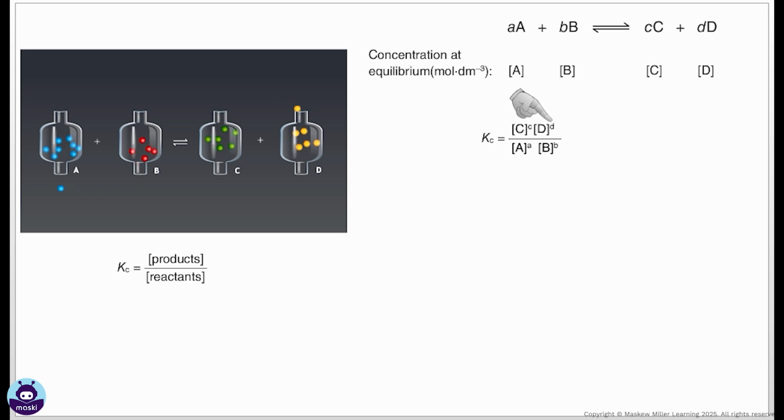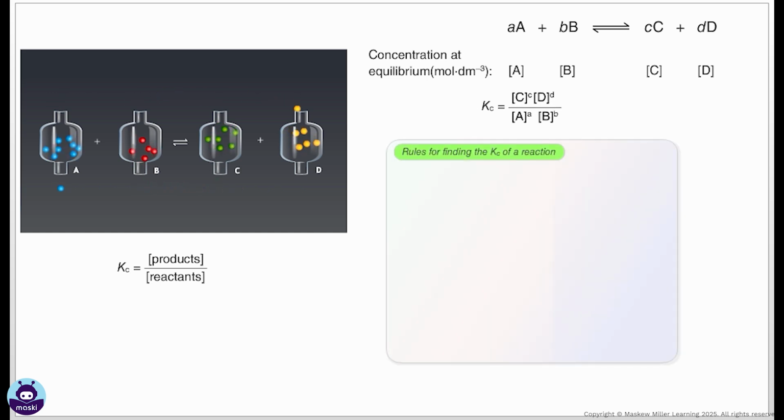It is important to note that the exponents in the equation for Kc are the stoichiometric coefficients for the balanced chemical reaction. The equilibrium constant is unitless. However, the concentrations need to be expressed in mole per decimeter cube.